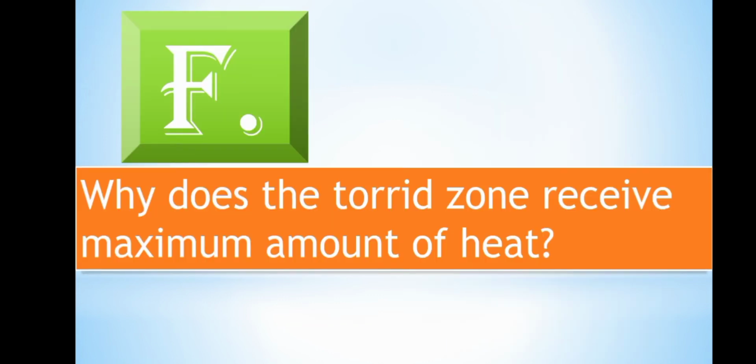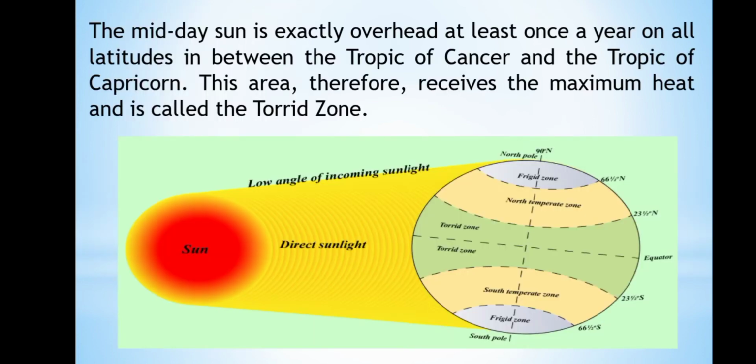Now let's go to the next question. Why does the torrid zone receive maximum amount of heat? So very simple, the midday sun is exactly overhead at least once a year on all latitudes in between Tropic of Cancer and Tropic of Capricorn. The zone lies between Tropic of Cancer and Tropic of Capricorn.